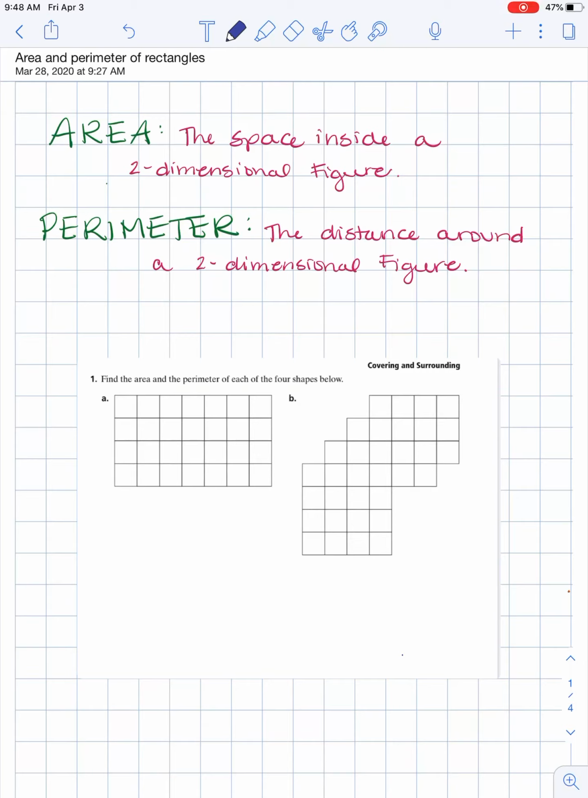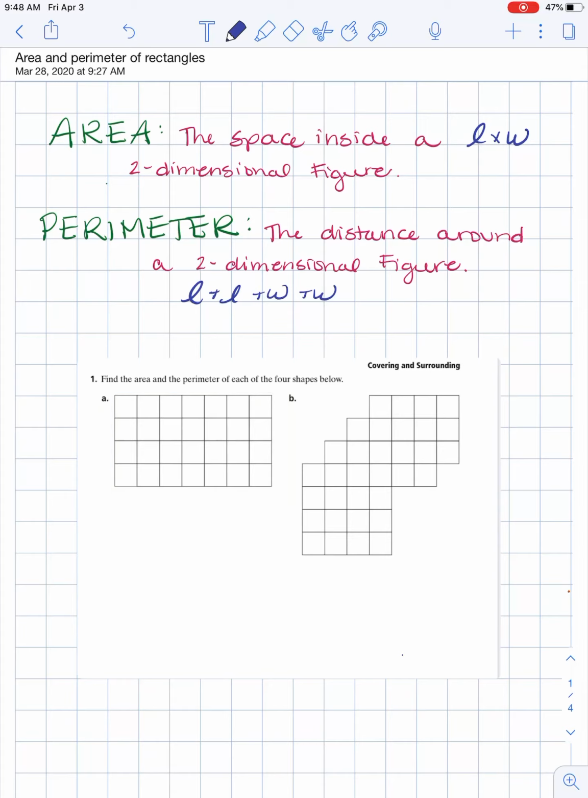So a reminder, this should not be new for you, but the area is the space inside of a two-dimensional figure. And when we're talking about rectangles, we find the area by doing length times width. And the perimeter is the distance around a two-dimensional figure. And again, when we're talking about rectangles, that's going to mean length plus width, right? So the area is all of this, what's inside, whereas the perimeter is what is around the outside, okay?